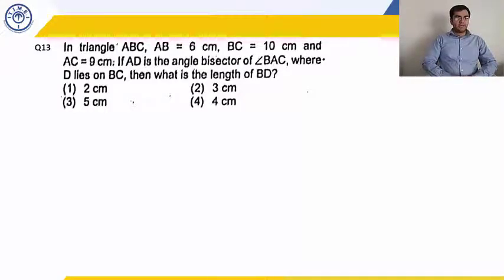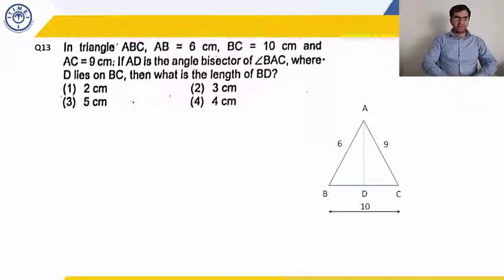Yes, now this is a standard question from geometry. Let me make the diagram also for you. You have a triangle ABC. AB is 6, BC is 10, and AC is 9. If AD is the angle bisector of angle BAC, where D lies on BC, find BD. Please take 30 seconds to solve this question. Recall the properties of angle bisectors that you have covered in geometry and then use one of those properties.